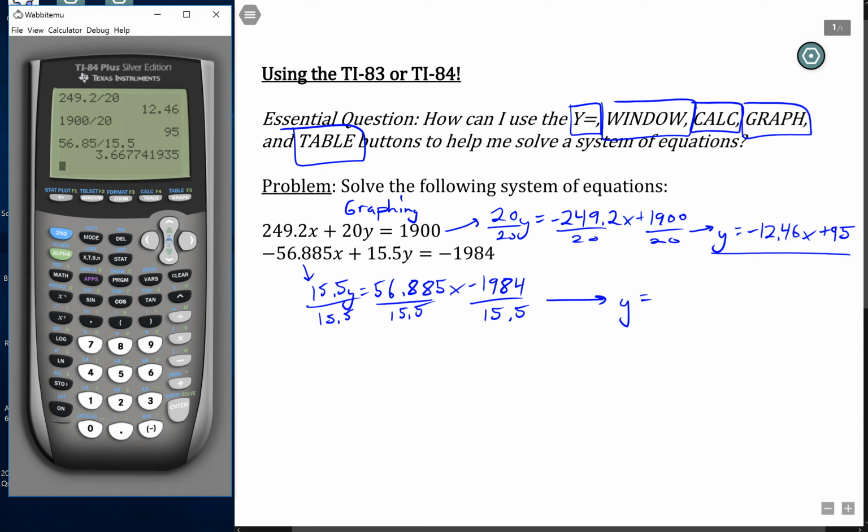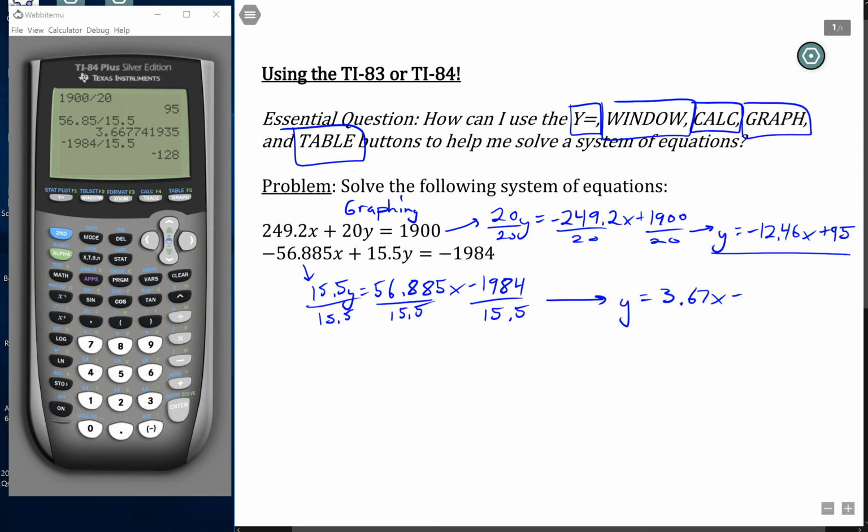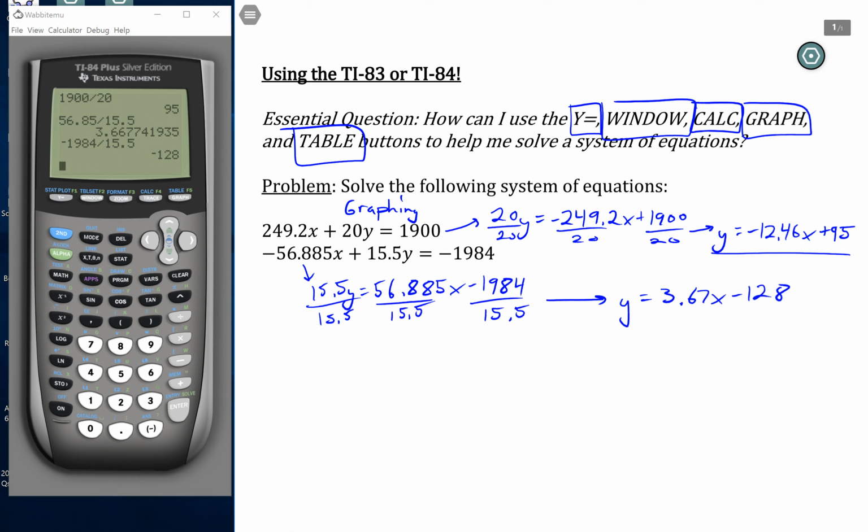Let's round this to 3.67x. I'll just round to two decimals. Generally, it's not good practice, but I did intend this to be kind of roundable, if that makes sense. And my other one at least comes out as a whole number. Negative 1984 divided by 15.5. 1984, great year. Okay, so I have my two functions.